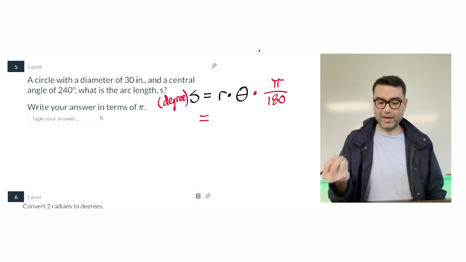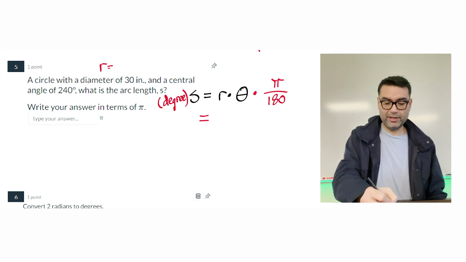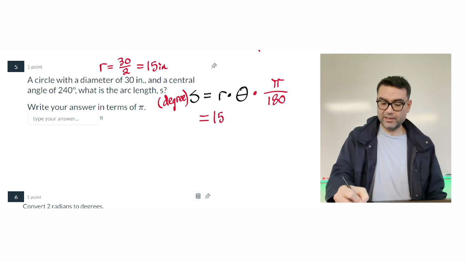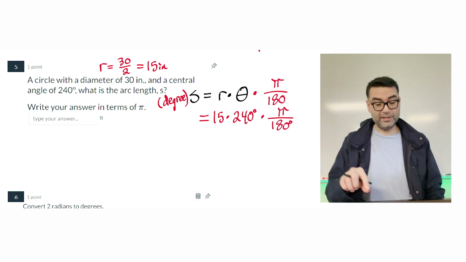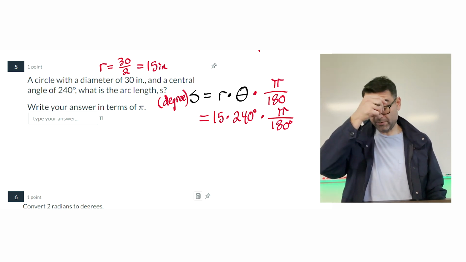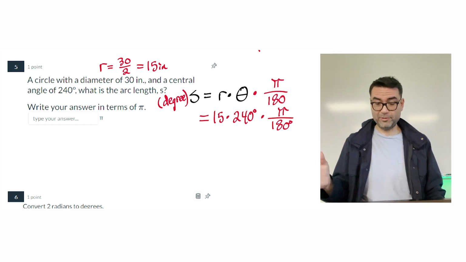It would be diameter is 30. So remember, that means your radius is 30 divided by 2. It's half. So my radius is 15 inches. So this will be 15 times my angle, which is 240 degrees, times pi over 180 degrees. Oh, but it says in terms of pi. So what I'm going to do in Desmos is multiply all the expression out, but I won't have pi in my answer. So let me show you what that would look like.